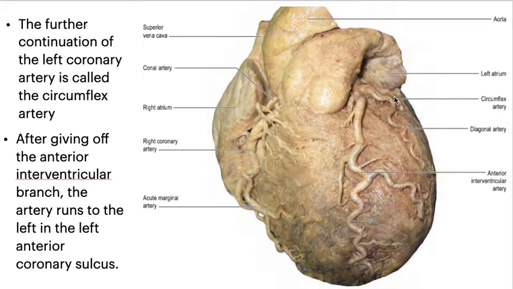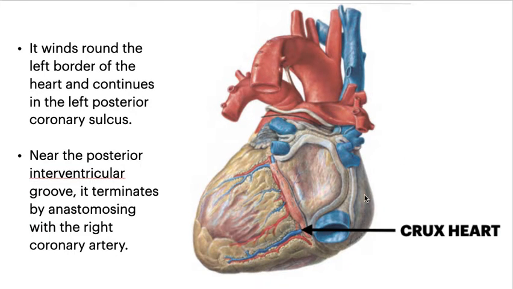The continuation of the left coronary artery is called the circumflex artery. After giving off the anterior interventricular branch, this artery runs to the left in the left anterior coronary sulcus. After doing so, it winds around the left border of the heart and continues in the left posterior coronary sulcus. Near the posterior interventricular groove, it terminates by anastomosing with the right coronary artery.